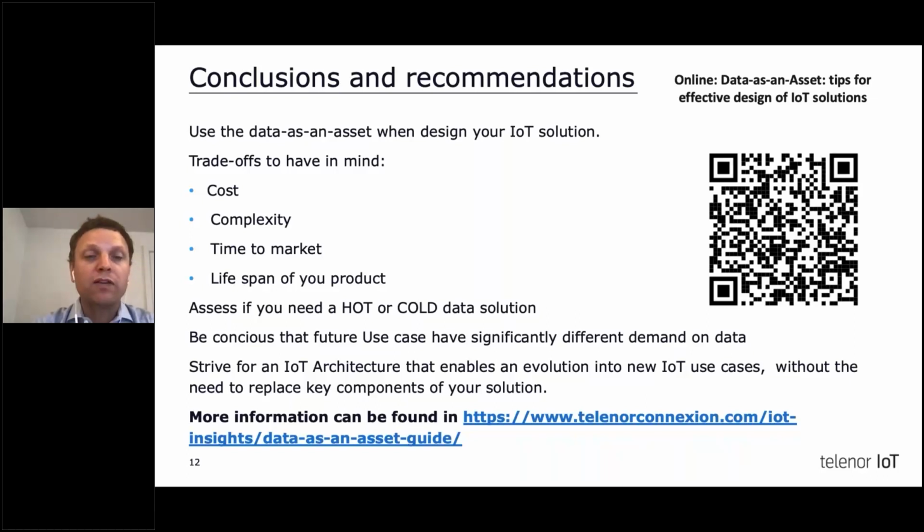And if there would be one piece of advice going forward, I would say strive for an IoT architecture that enables evolution into new IoT use cases without the need to replace the key components in your solution. The device might be one of them. Maybe your buildup of data will be another, etc. So don't settle for an architecture where you cannot evolve and where you need to replace everything, because at a certain point you cannot evolve any longer.